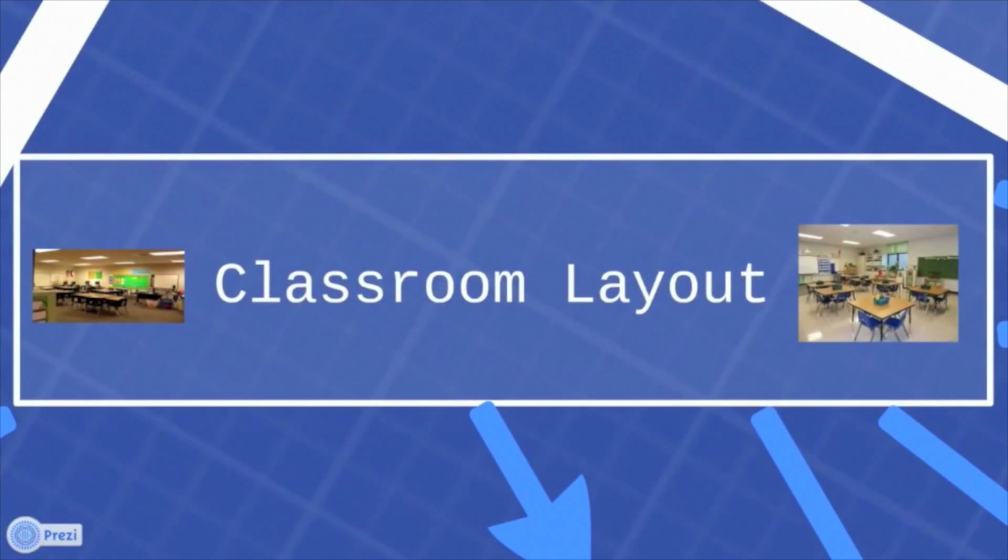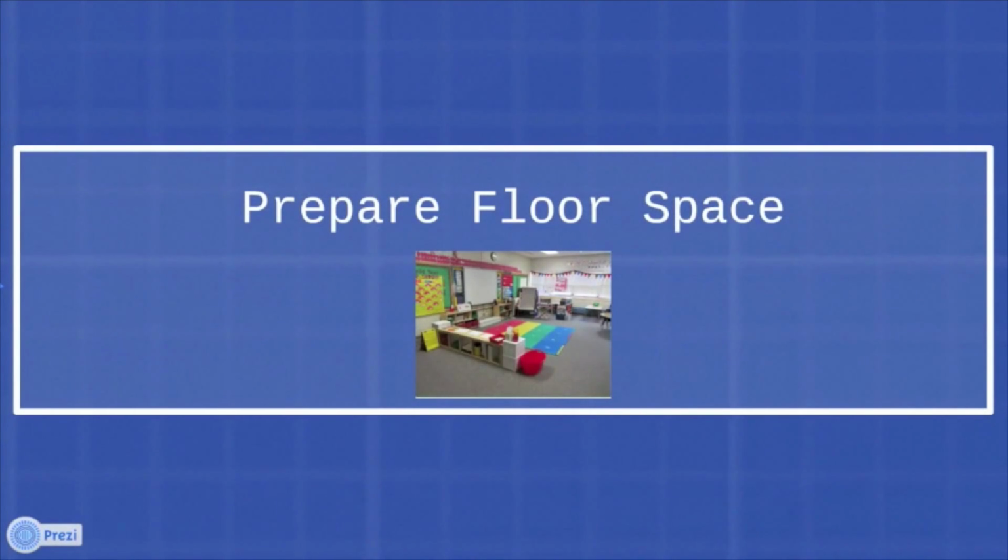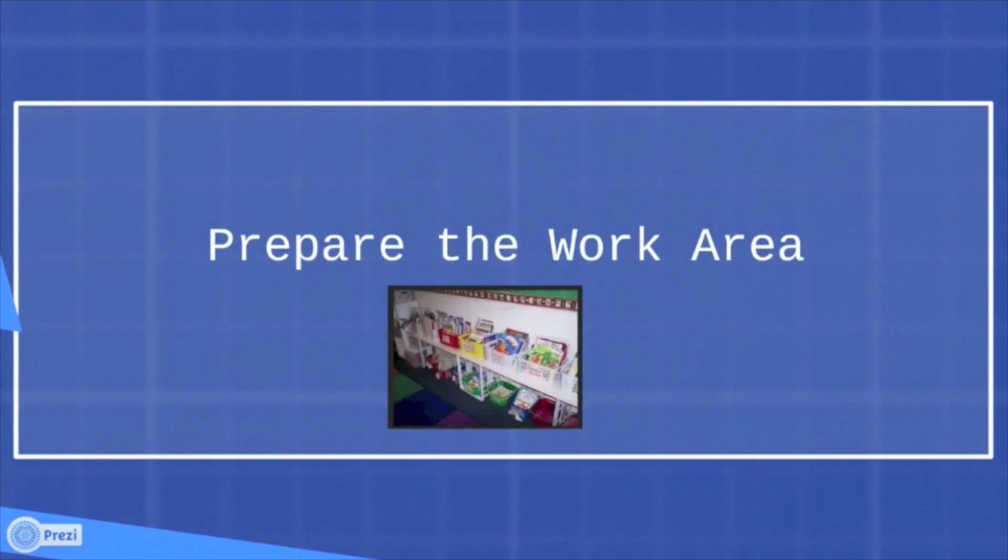Before arranging your room, it is advised to sketch out your possible classroom layout. When picturing your classroom design, there are 6 types of areas to consider. 1. Prepare floor space. Make sure you have the correct number of desks and chairs needed for your students. 2. Prepare the work area. Arrange work areas so you can easily monitor students and keep traffic areas clear.